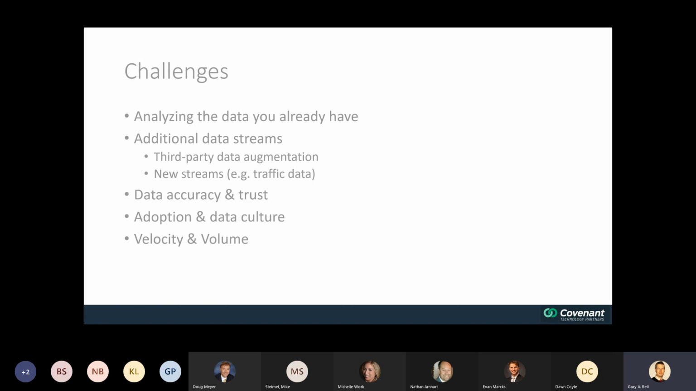And then the last challenge is the velocity and the volume of data. Certainly as we gather more information, integrating with point of sale systems and vendor systems, there's data coming from everywhere, and that doesn't seem to be slowing down. We need to figure out how to handle all that, ingest all that, and get it into a platform where we can use it for these analytic workloads and maybe for training models.